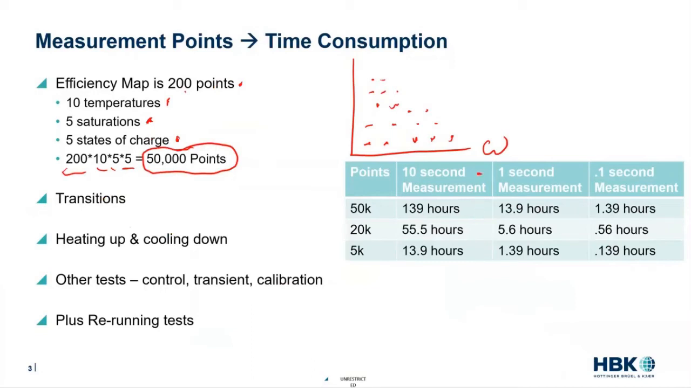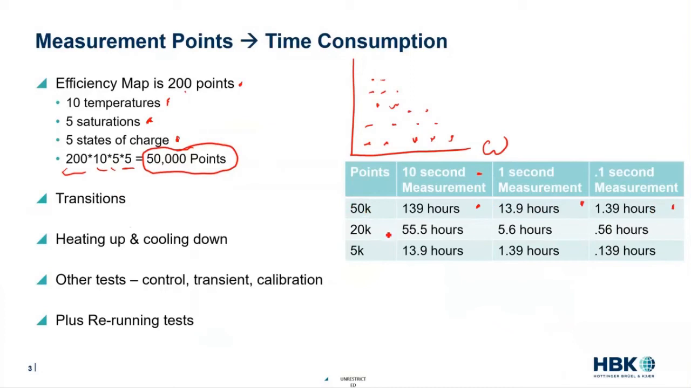That's the better part of a week. If we have a 1 second measurement, we're at 13.9 hours. And if we have a 0.1 second measurement, and this is including just measurement speed, not those transitions, not heating up, cooling down, not user errors, 1.39 hours. So there's a pretty drastic difference. Now, with traditional equipment, a lot of people are running 10-second measurements, so they'll reduce the number of points.